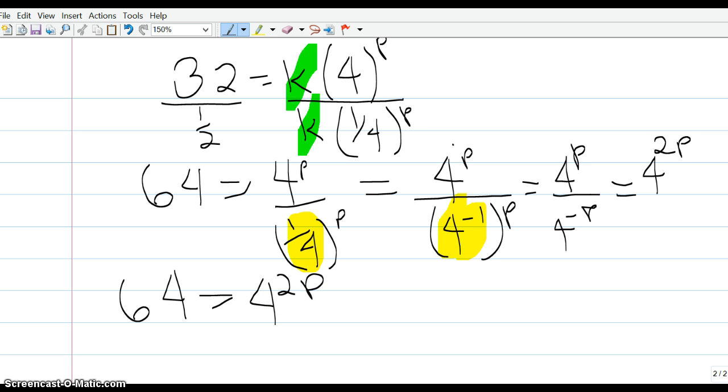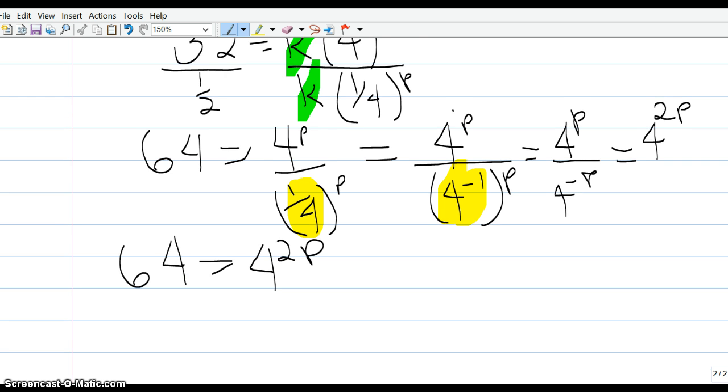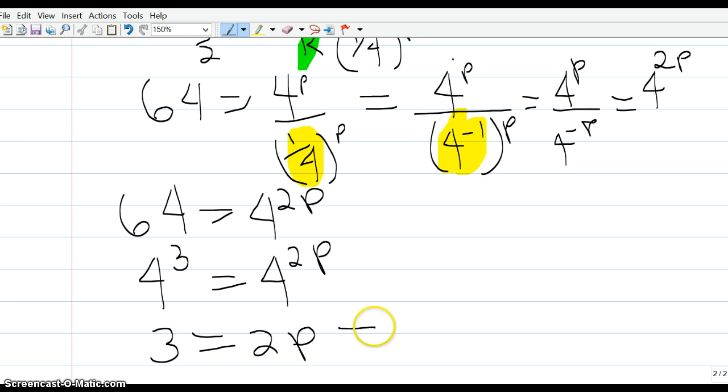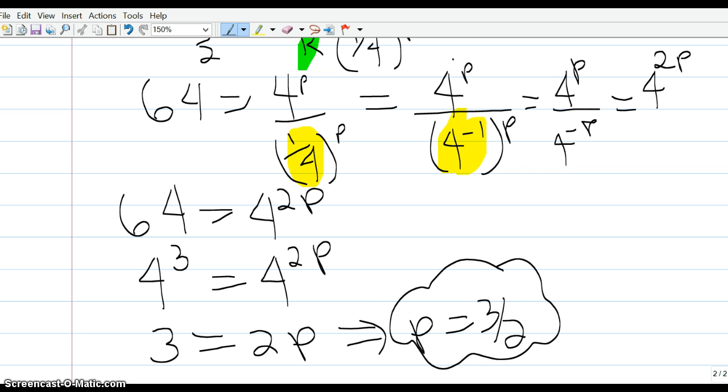Before I get super excited to take logarithms of both sides, I realize I can rewrite those with a common base, which is always going to be the easiest, most efficient way to solve the problem. So 64 is actually 4 to the third. So 4 to the third equals 4 to the 2p. The only way that's true is if 3 is equal to 2p, which implies p has to be 3/2. So now I have one of my two parameters. All that's left to find is k.